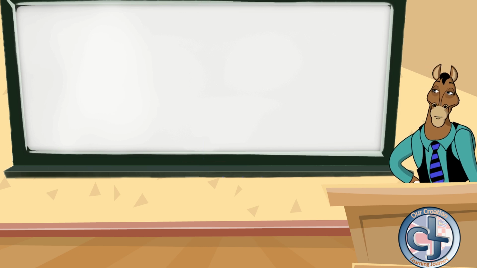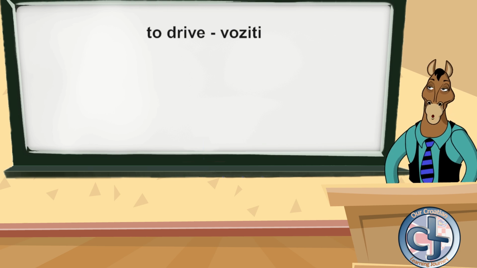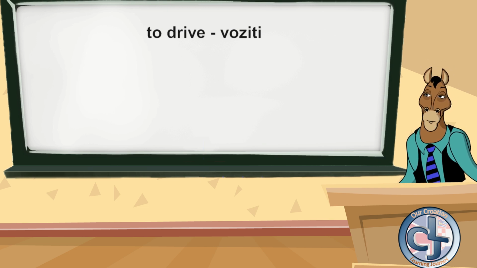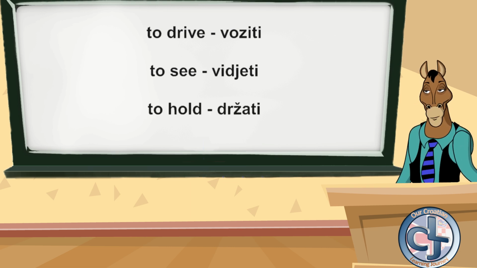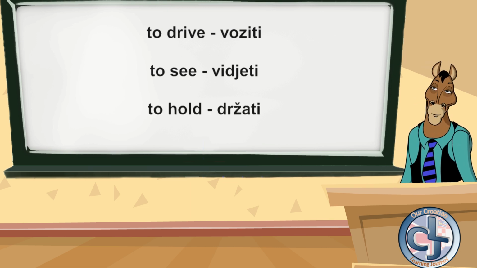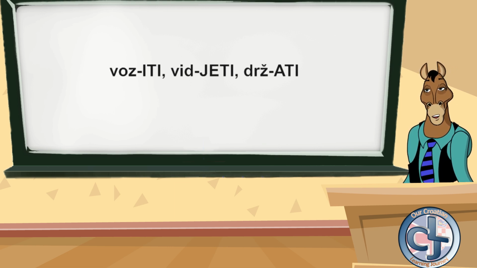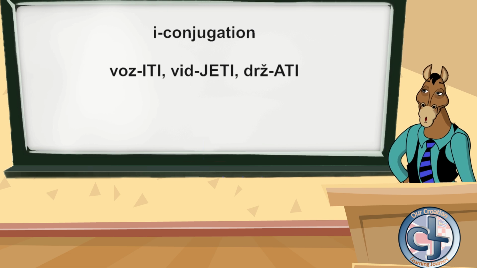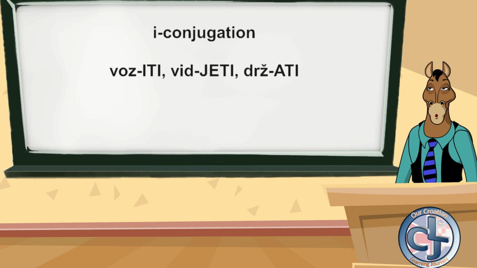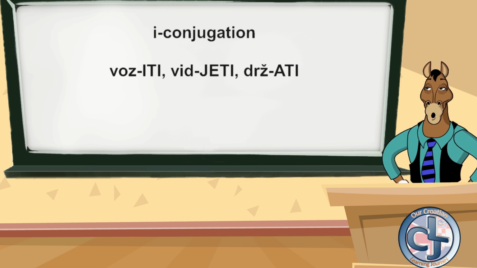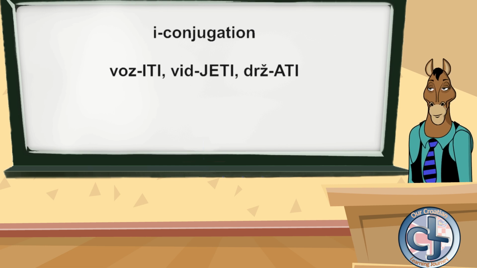We are now going to look at three different verb types. For example, to drive, voziti, to see, vidjeti, and to hold, držati. Even though these three verbs have different endings, they are all I conjugation. So when their various endings are removed, the infinitive ends in an I, and their similarities become obvious.